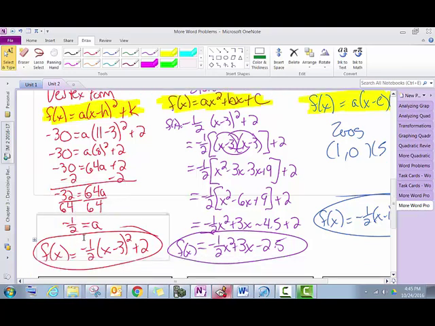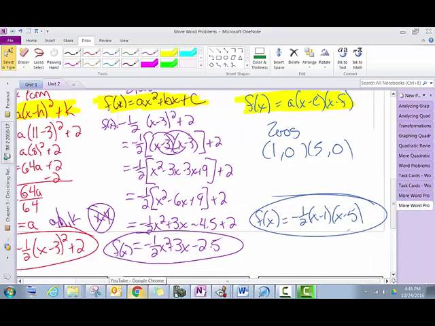So now I can plug it into vertex form. F of x equals a, negative 1/2, times x minus h, which is 3, squared, plus k. So I use my h, k, and a, but not x and y, because our equation has an x and a y, or an f of x. Now if I want to put that in standard form, I just multiply this out.